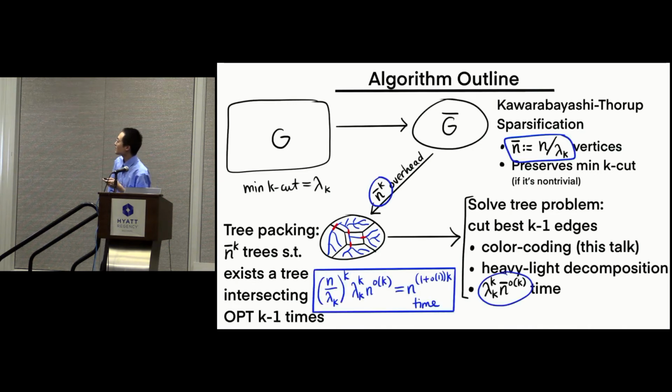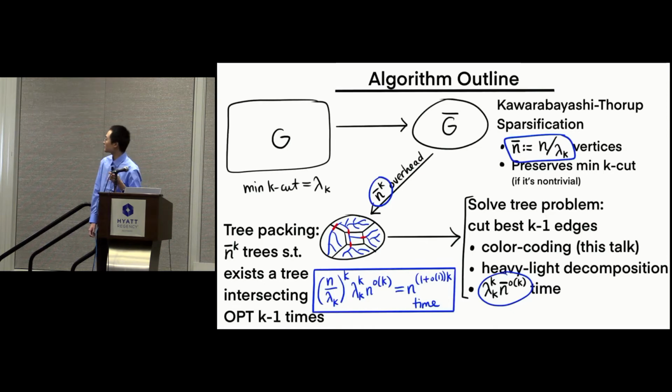Okay. And if we sum all the running times, we get, so n bar, the actual n that we consider is actually n, the original n over lambda k. So we pay time n bar to the k times lambda to the k, roughly, which turns out to be roughly n to the k.